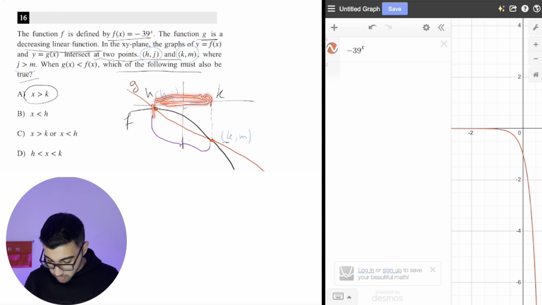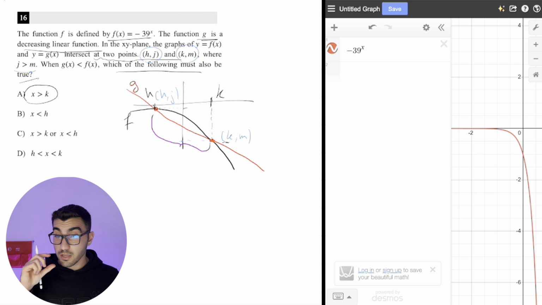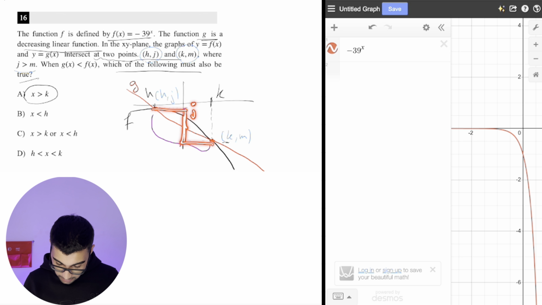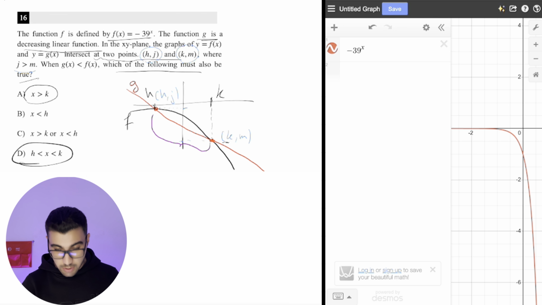This area. This is the area we're talking about. So x is between h and k, and we could also have y, the y value from here to here. The y value is between j and m. This could also be another answer. So this is choice D.